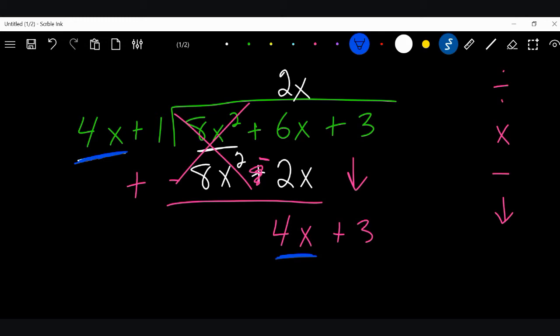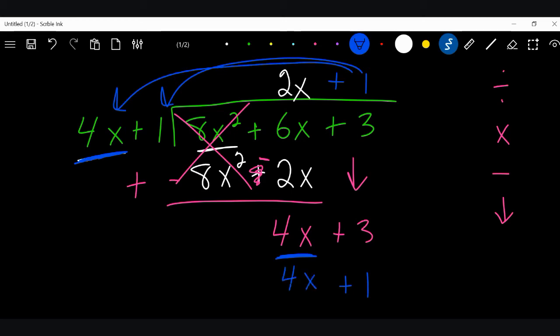4x goes into 4x how many times? 1 time. And it goes positive 1 time. 4x goes into 4x 1 time, positive 1. Okay? And so now we're going to multiply times that gives me 1 positive. Here times that gives me 4x.